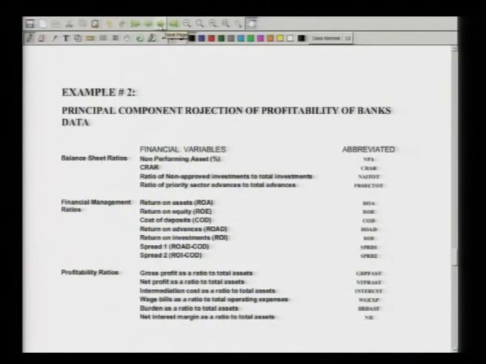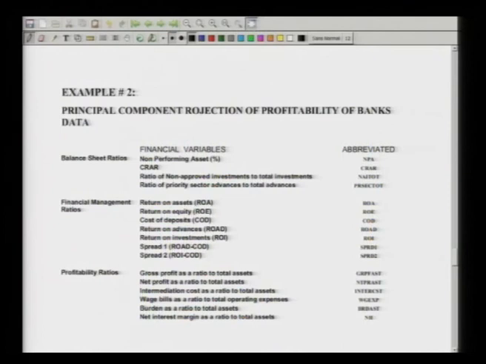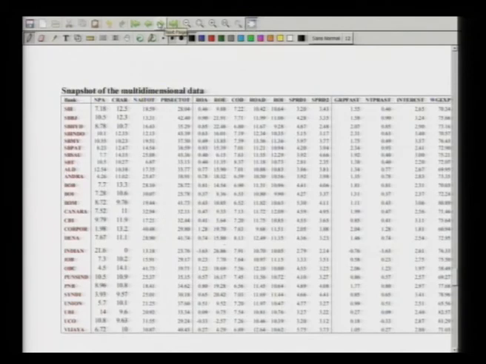Our next example is about some financial variables. This is a principal component projection of profitability of banks data. What we have is a number of financial variables on the banks' balance sheet ratios, financial management ratios and profitability ratios. These are very important characteristics of the performance of banks. And we have data on all those characteristics for some private sector and public sector banks of the Indian economy.